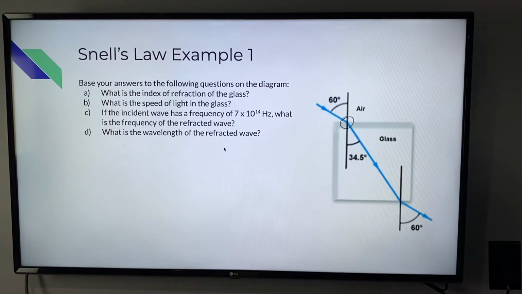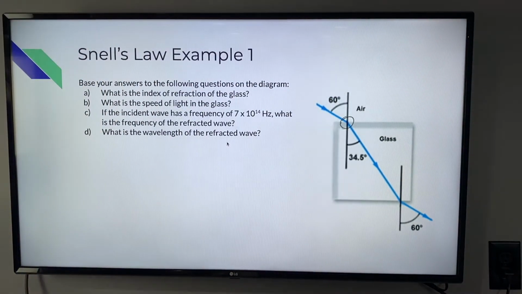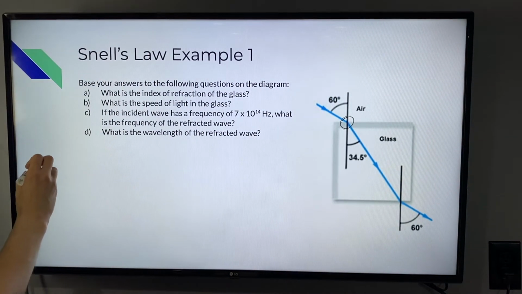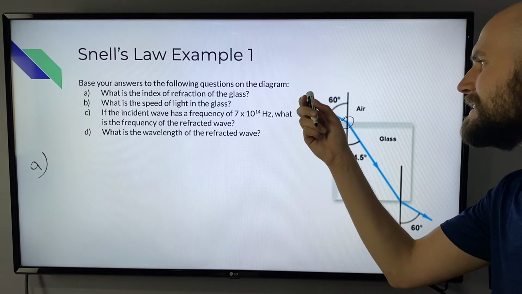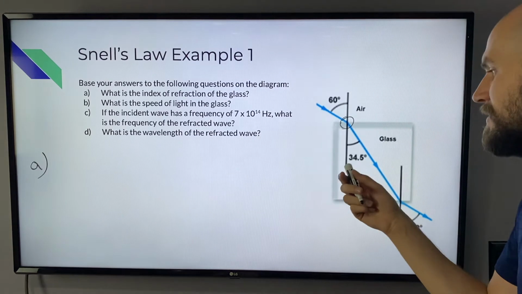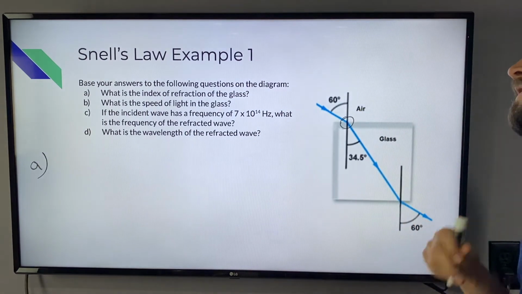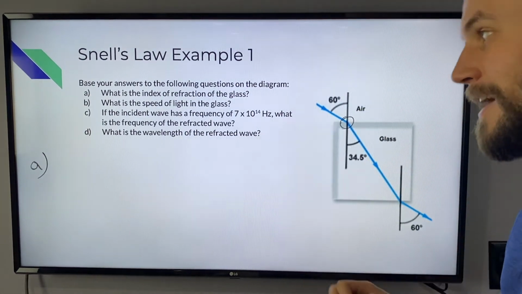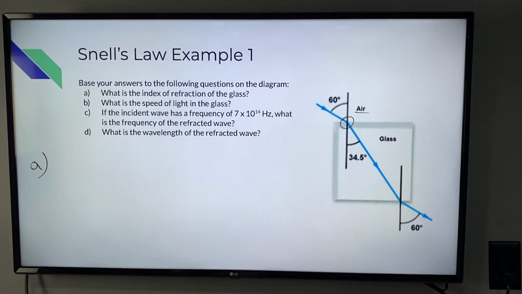There it is. So the index of refraction of the glass. What can we use here? Well, looking at the diagram, I see that the light is incoming at 60 degrees relative to the normal, and the refracted angle is 34 degrees relative to the normal, 34.5 degrees. We know the index of refraction of air, because that is given on the reference table, and there's only really one type of air that you guys need to worry about. So don't we have enough information using Snell's law to figure it out? I think we do.